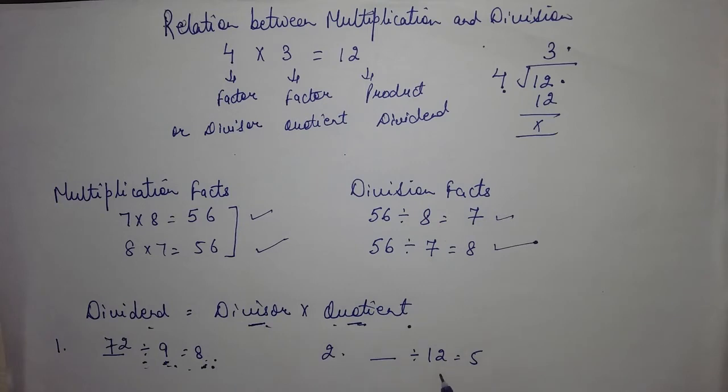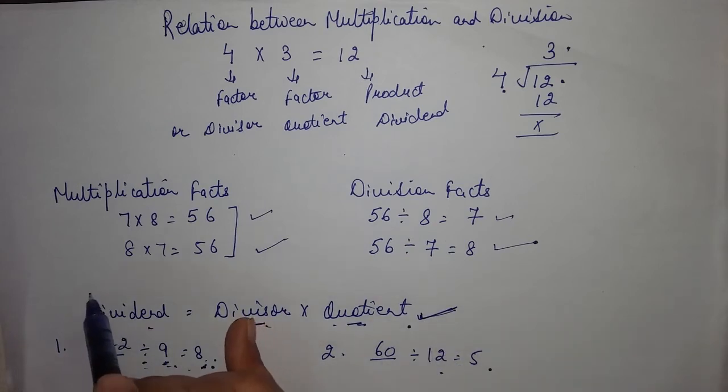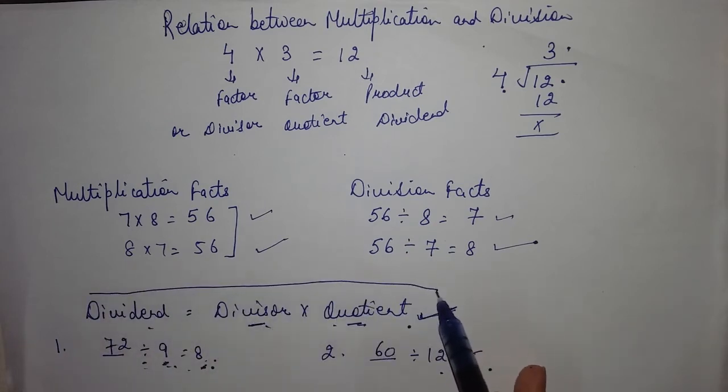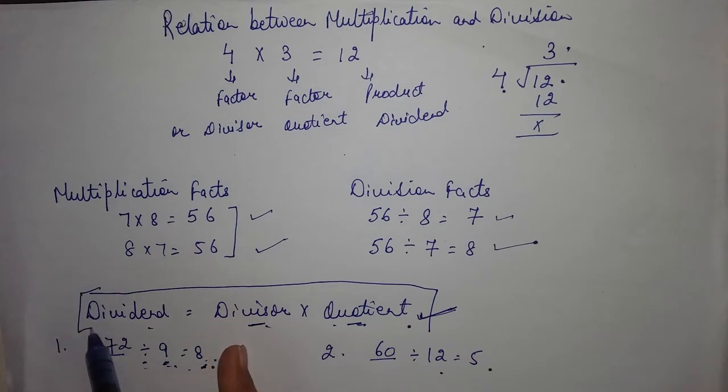In the same way, here 12 and here you have 5. 12 is the divisor and 5 is the quotient. Multiply these two numbers, 12 into 5, 12 5s are 60. You will get the dividend 60. So likewise, using this formula, you can find the dividends, and this formula can also be used when long division sums are given to verify your answers.